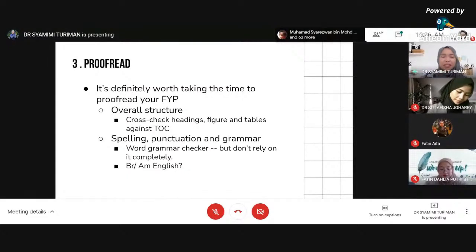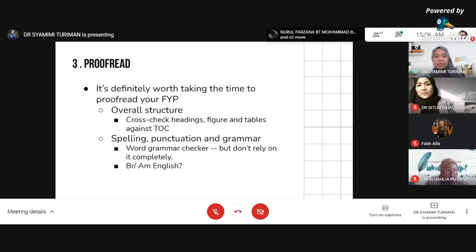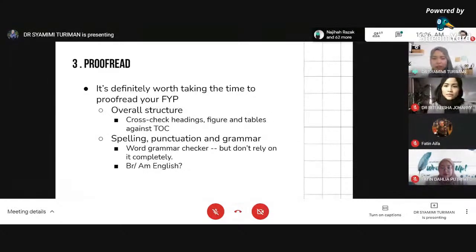Just telling you that there are proofreaders outside. I'm sure maybe some of you here are proofreaders yourselves. You know that it has been a common practice for people to have a second pair of eyes to read their work on their behalf. But I would suggest that you work on proofreading your own FYPs, because it's definitely worth taking the time to proofread your own writing.